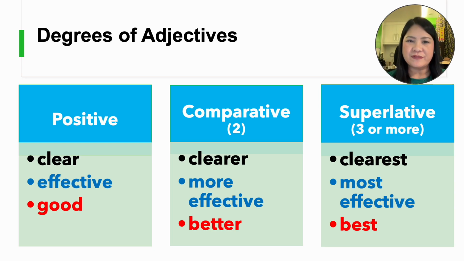Effective becomes more effective, most effective. Good is irregular, so we cannot say good, gooder, or more good. Rather, we say better, best. Those in red are certainly unpredictable. We have to memorize. If something is unpredictable, the key there is familiarization and memorization.